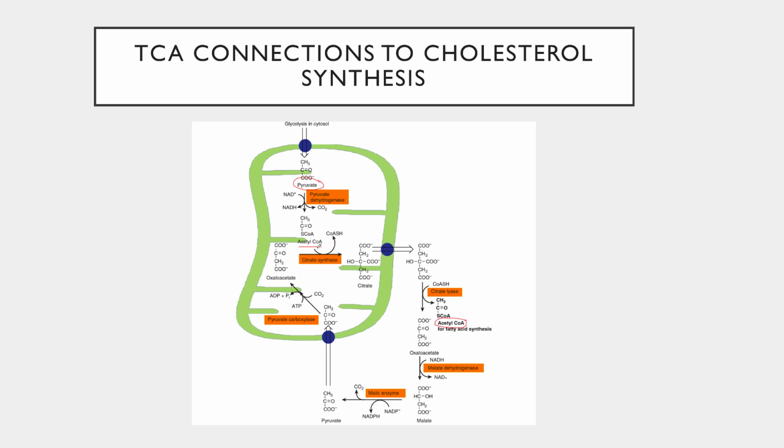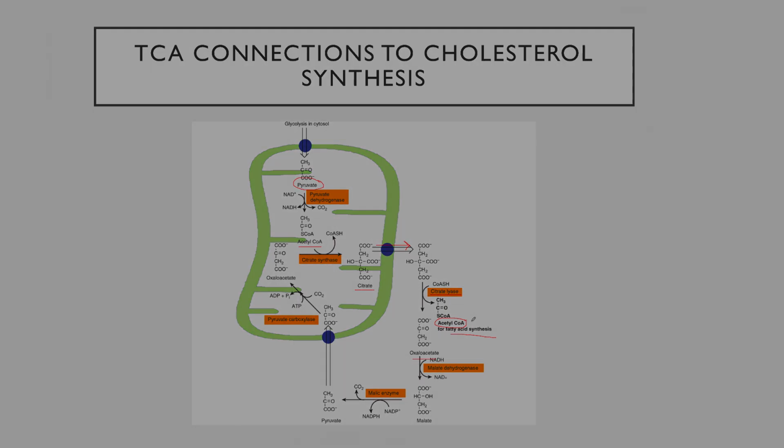Acetyl-CoA condenses with oxaloacetate to produce citrate, which we know from fatty acid synthesis can be shuttled out of the mitochondria into the cytosol, and the cytosol will be our location for cholesterol synthesis. Once in the cytosol, our citrate is cleaved by citrate lyase back into acetyl-CoA and oxaloacetate. This acetyl-CoA pool in the cytosol will serve for both fatty acid synthesis as well as for cholesterol synthesis.